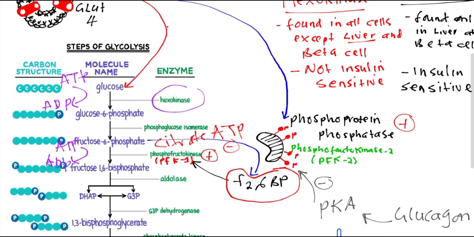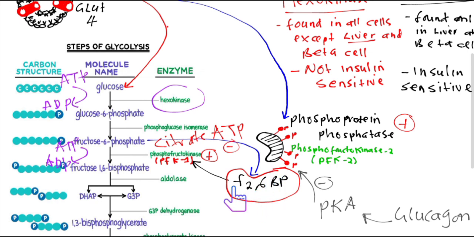Protein kinase A is going to add phosphate groups. To which enzyme? To phosphofructokinase 2. So when we add phosphate groups to PFK2, it's going to be inhibited, because I said that when this enzyme is dephosphorylated, that's when it becomes active. Now, PKA will add phosphate groups to PFK2 and then it becomes inhibited. When it becomes inhibited, what do you think will happen?